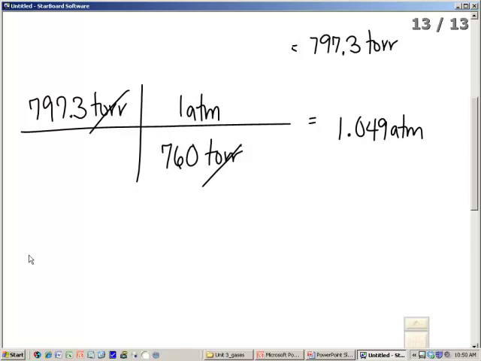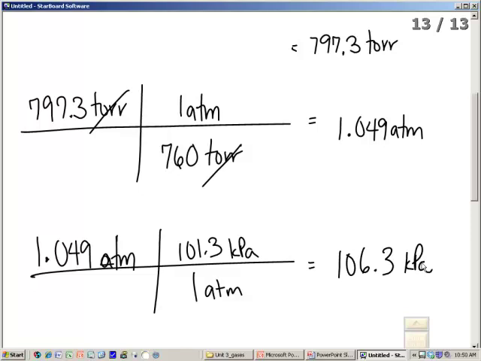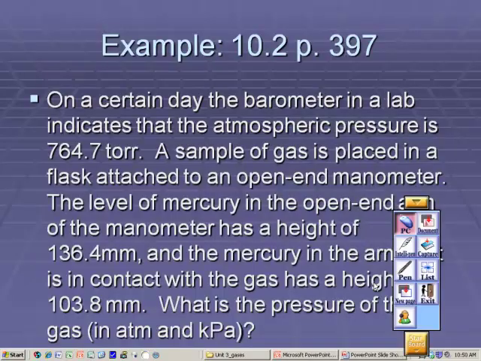And then the second step that we need to do is to change that to kilopascals. So I'm going to go ahead and use the answer from the previous problem, 1.049 atm. And I know that 1 atmosphere is equal to 101.3 kilopascals. And so that equals 106.3 kilopascals. There's all of our answers. Okay.